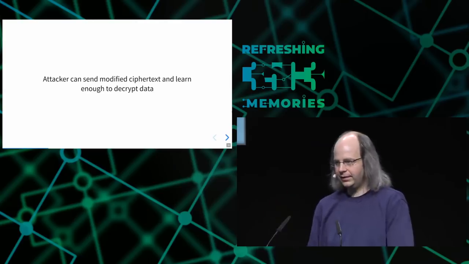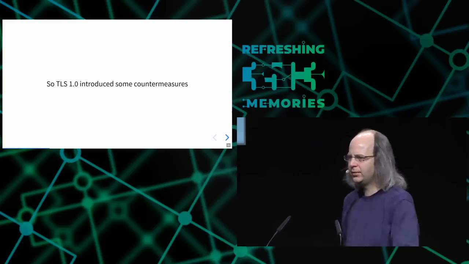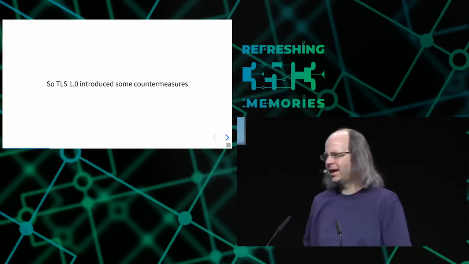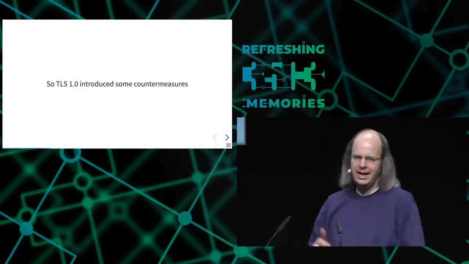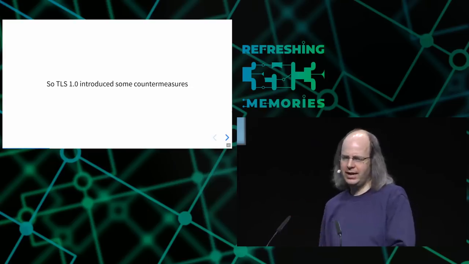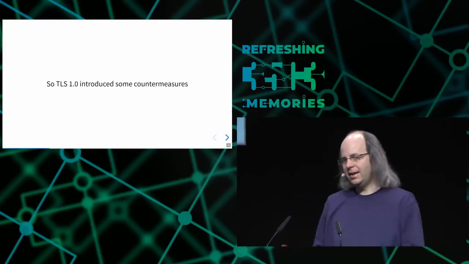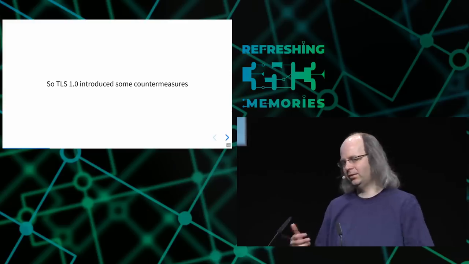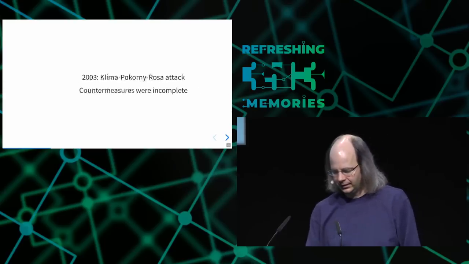Now, as I said, it was discovered in 1998, so TLS 1.0 introduced some countermeasures, and the general idea here is that if you decrypt something and it is wrong, then you're supposed to replace it with a random value and use that random value as your secret and pretend nothing has happened and then continue, and then the handshake will fail later on because you don't have the same key. This prevents the attacker from learning whether your data is valid or not.